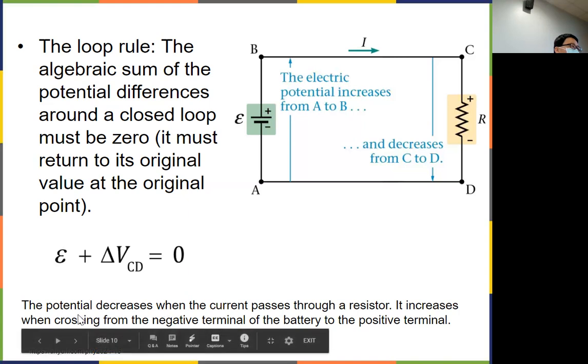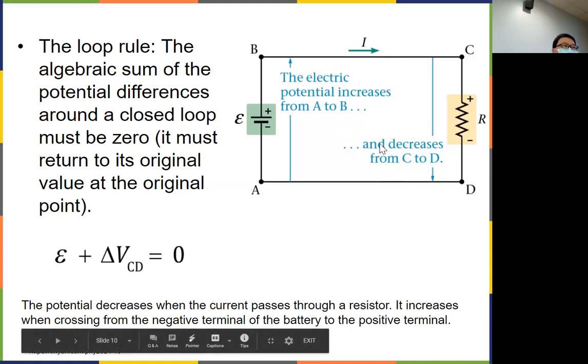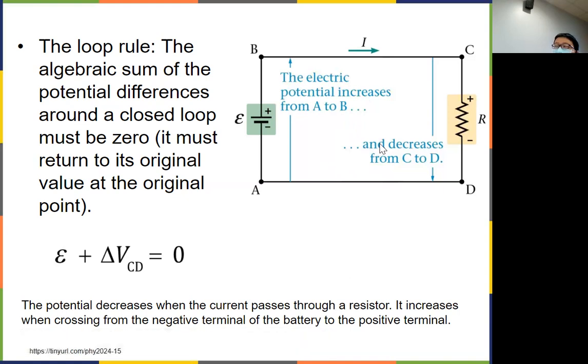Just keep in mind that potential decreases when current passes through a resistor, if that's the same direction as your loop.